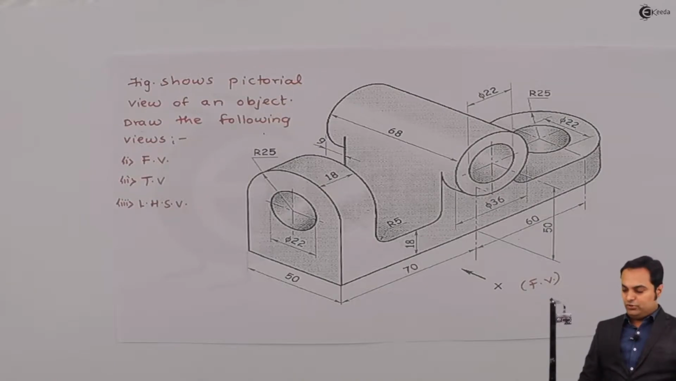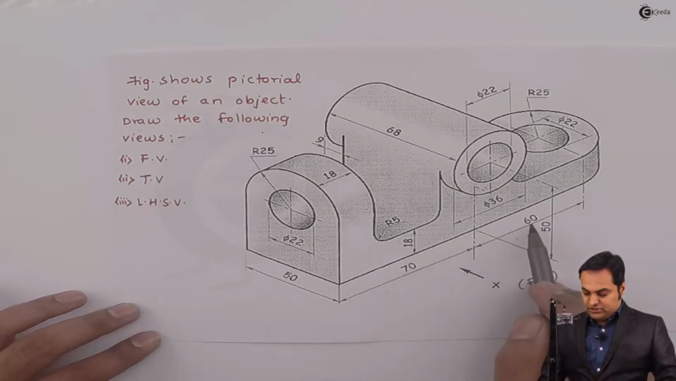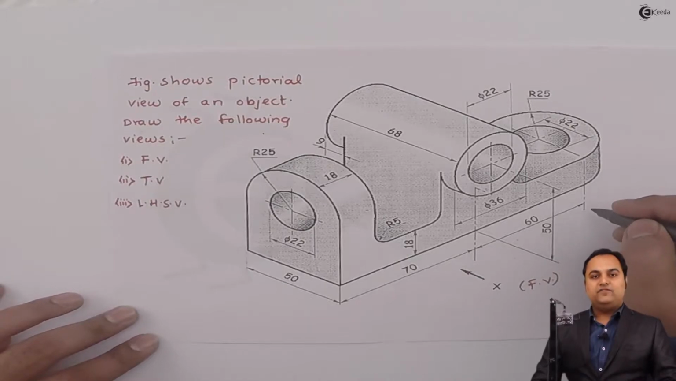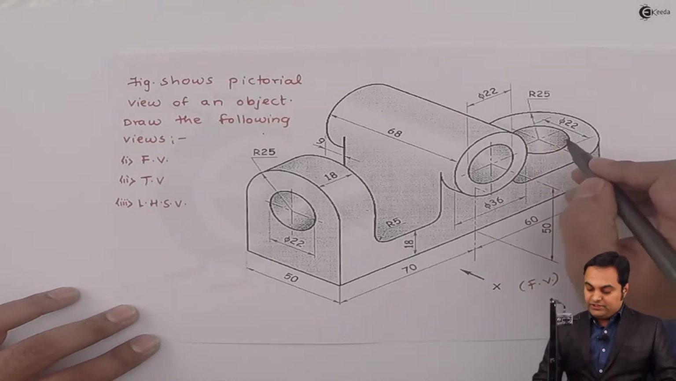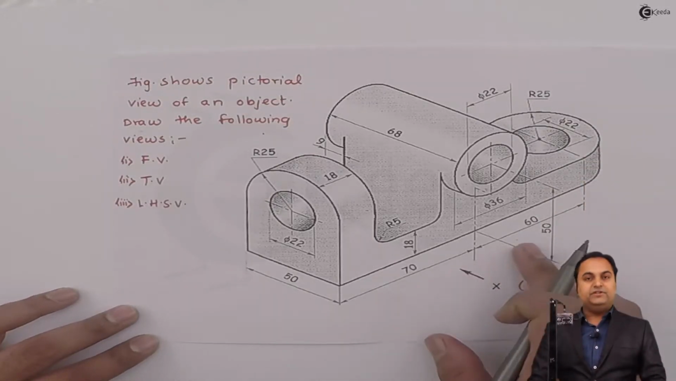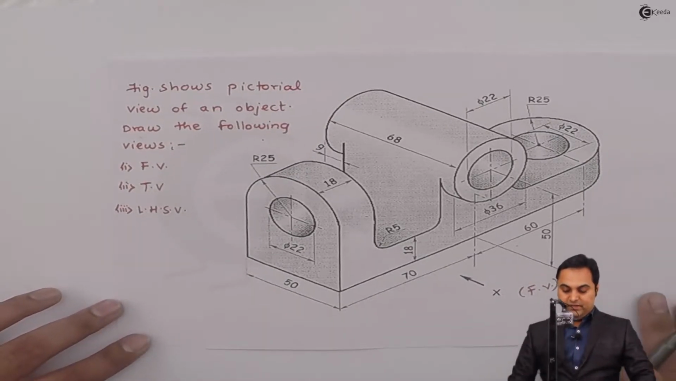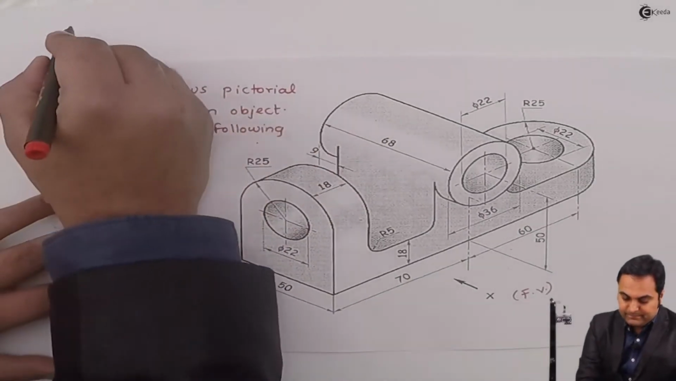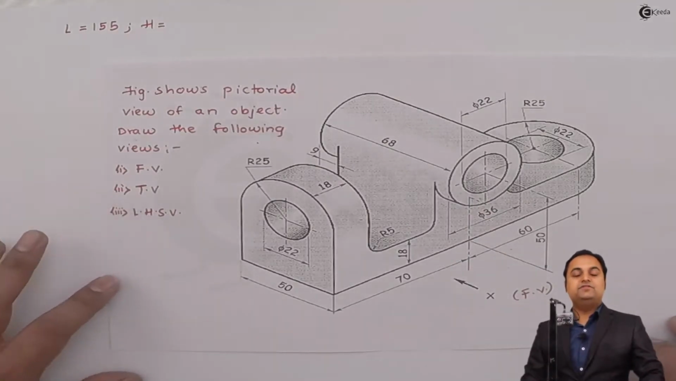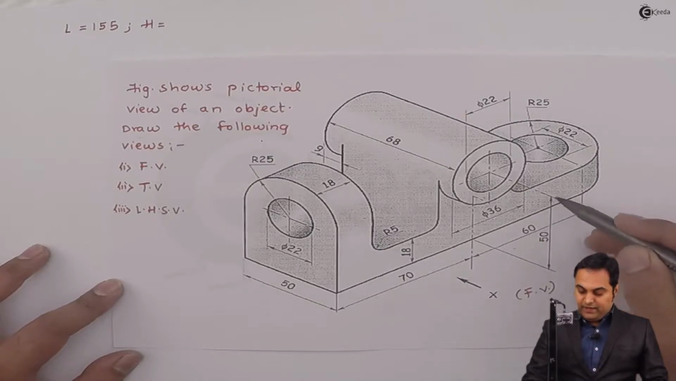So first I'll mention the total length, and as I can see here it is 70 plus 60, which is 130, and this 130 is up to the center. After that, here there is an outer radius of 25 from the center up to the end. So it is 130 plus 25, which is 155 as the total length. I'll write it down. Total length is 155.